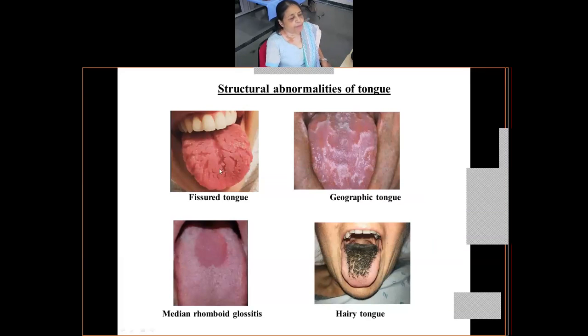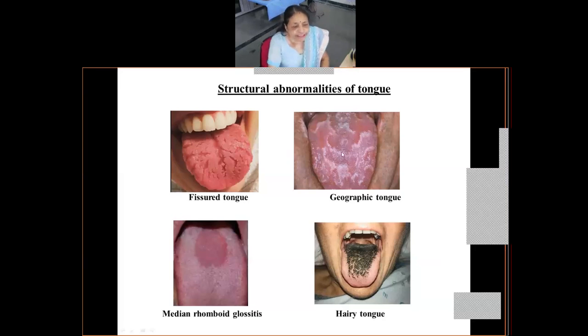Now, that type of tongue you have seen in many persons. It is a benign condition. This is the fissure tongue. There will be fissures anterior-posteriorly. These are usually benign.